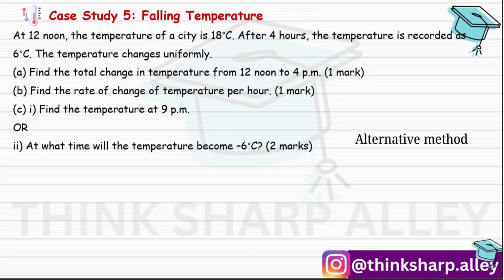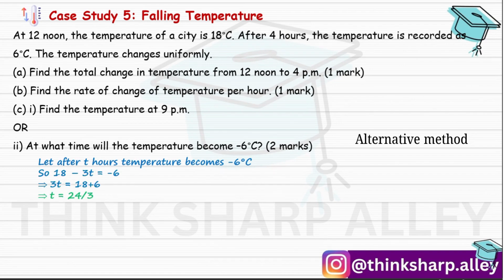The temperature depends upon time, right? So let's say after t hours, the temperature becomes minus 6 degrees Celsius. Now how do I find out what the temperature is after t hours? It will be the initial temperature, the starting temperature, minus 3t, because every hour the temperature is decreasing by 3 degrees Celsius. So after t hours, the temperature will decrease by t into 3. So 3t. So that means 18 minus 3t is equal to minus 6. And we can solve this to get the value of t. That is 8. So 12 noon plus 8 will give me 8 p.m. The temperature will be minus 6 degrees Celsius at 8 p.m.